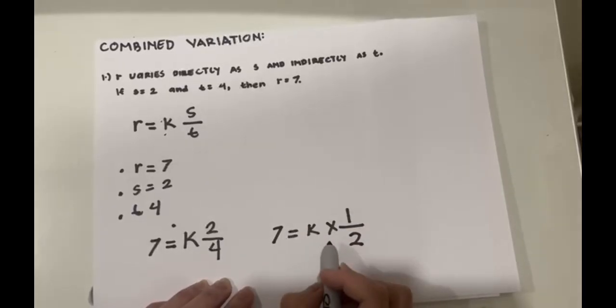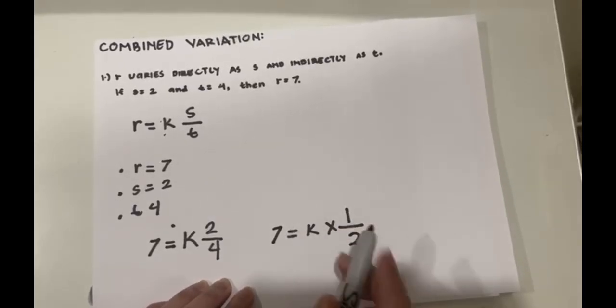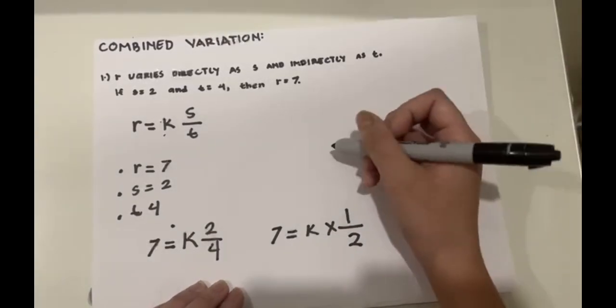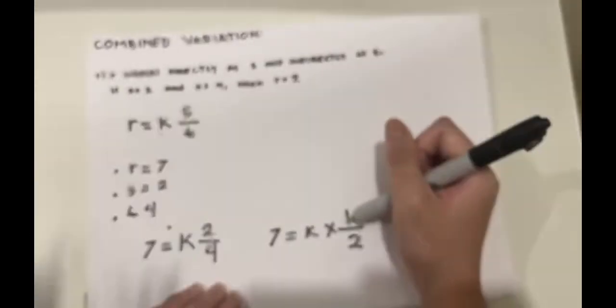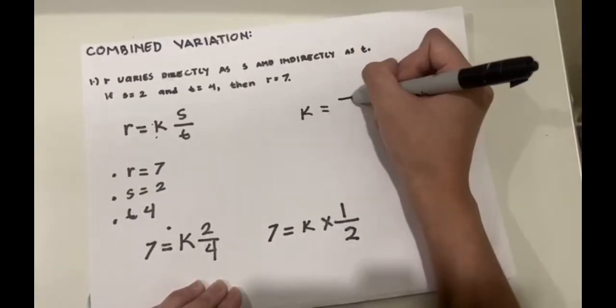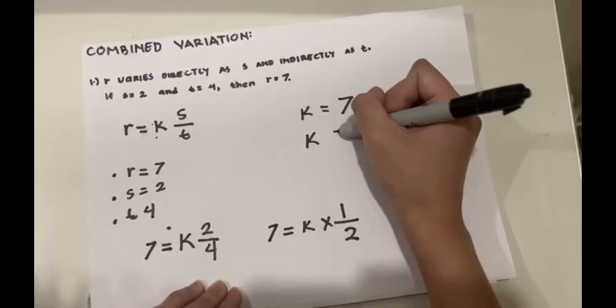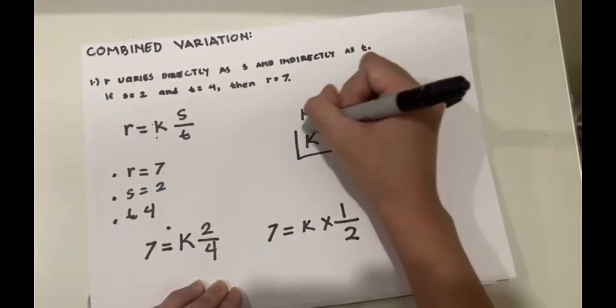To solve for k, we multiply both sides by 2 to cancel out 1 over 2, which is 7 times 2. Okay, 7 times 2 is equal to 14. This is our final answer.